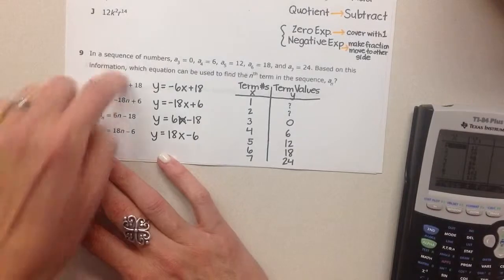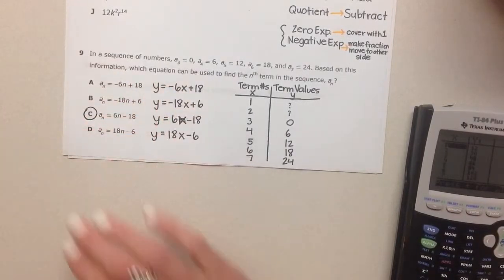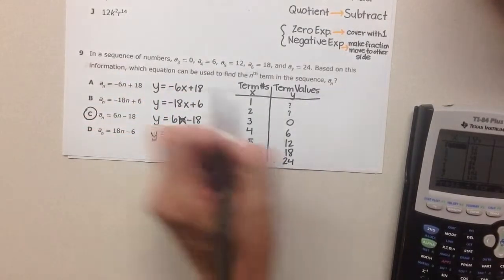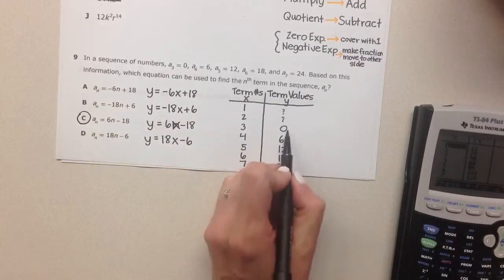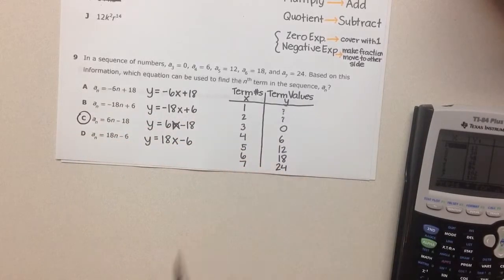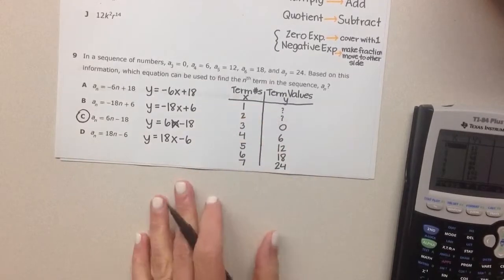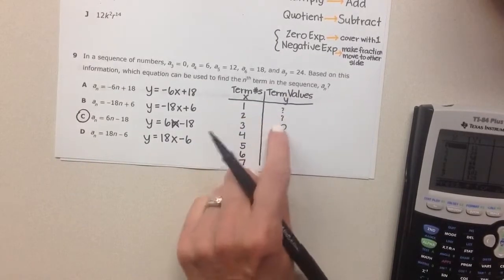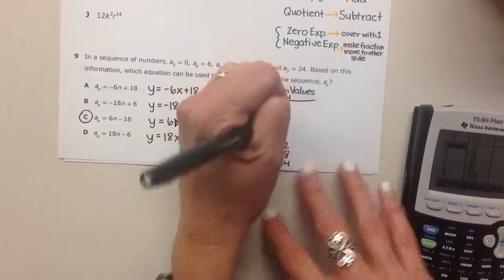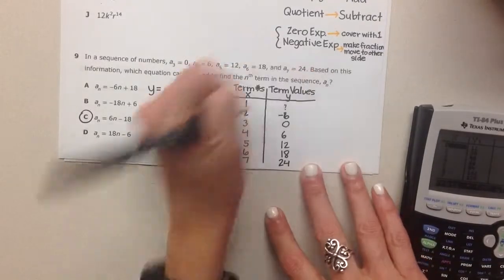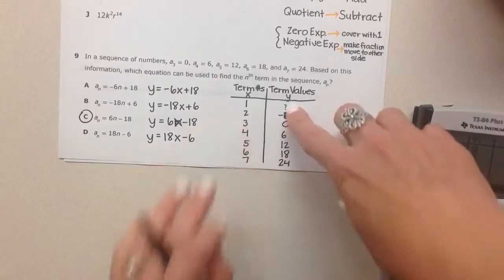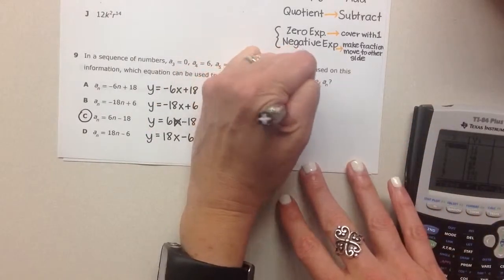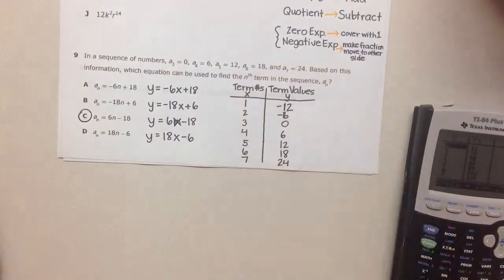So remember, with sequences, you can put these in the table and then go to y equals and graph it. But also, if you wanted to, you could have noticed that they were adding 6 every time. So you could have totally worked backwards and figured out that the second term would have been negative 6, because we would have subtracted 6. And then if I subtract another 6 from that, I would have gotten negative 12. And that could have helped you out as well.